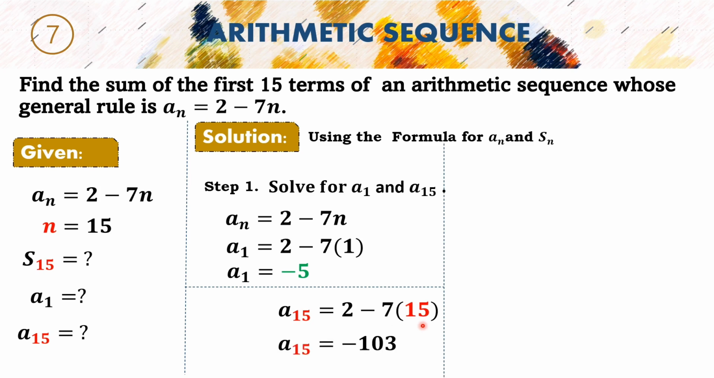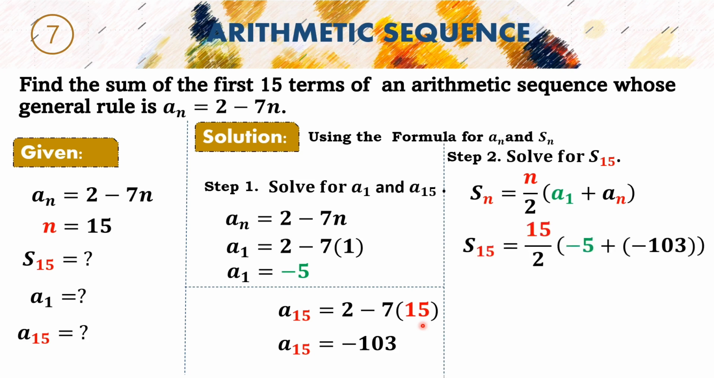Step 2, solve for S sub 15. Using formula 1, substitute the given. We have S sub 15 equals 15 over 2, quantity, the sum of negative 5 and negative 103. We have S sub 15 equals 15 over 2 times negative 108. Therefore, S sub 15 is equal to negative 810.